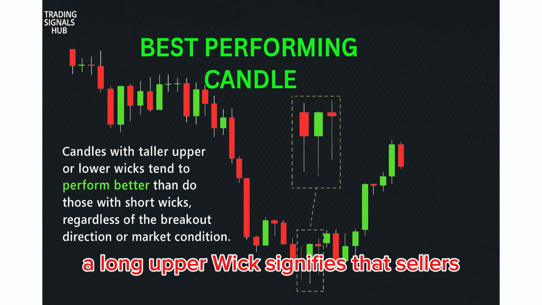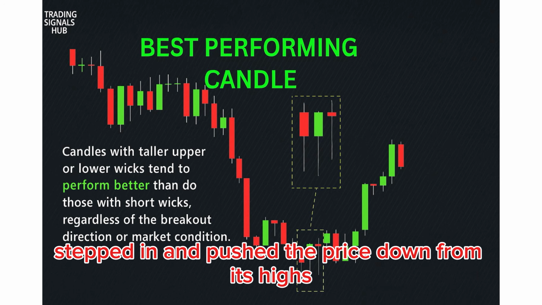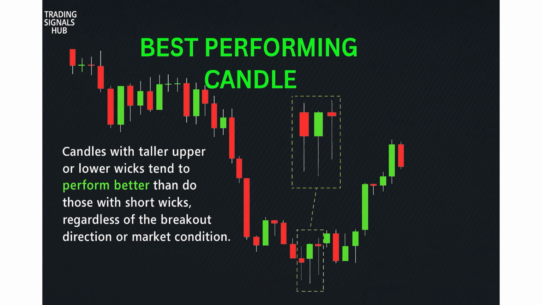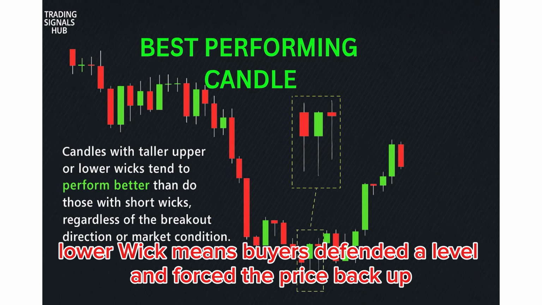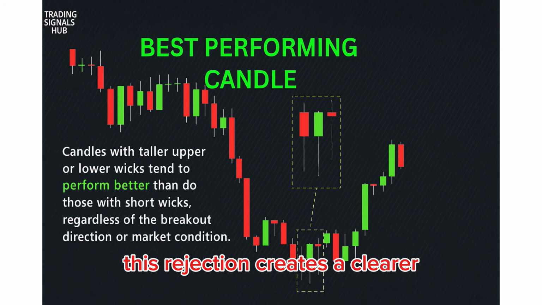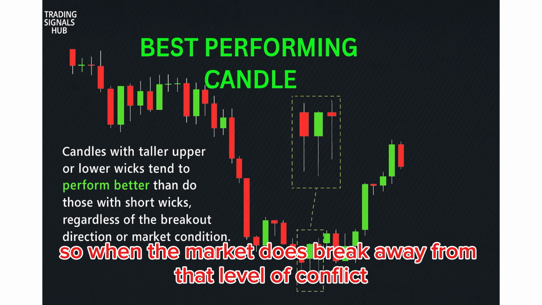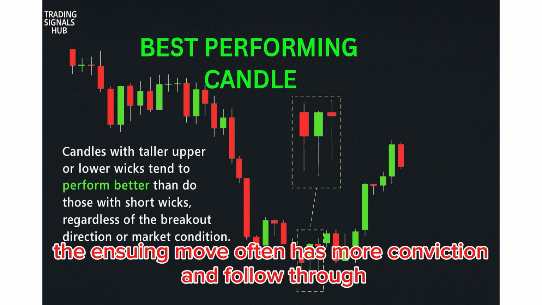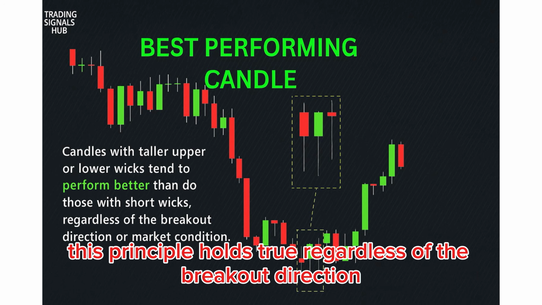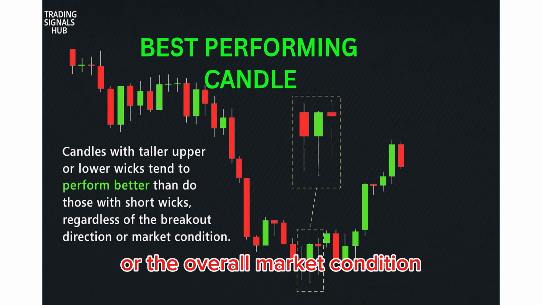A long upper wick signifies that sellers stepped in and pushed the price down from its highs, while a long lower wick means buyers defended a level and forced the price back up. This rejection creates a clearer, more defined level of support or resistance. So, when the market does break away from that level of conflict, the ensuing move often has more conviction and follow-through. This principle holds true regardless of the breakout direction or the overall market condition.